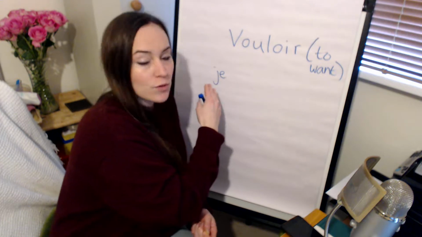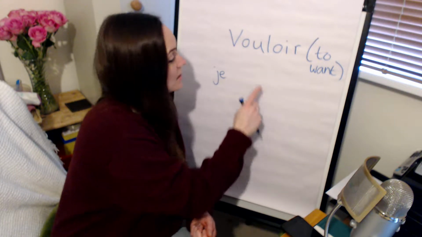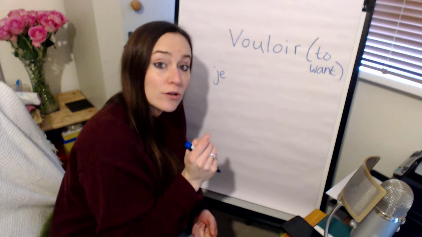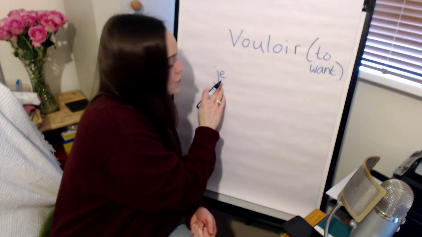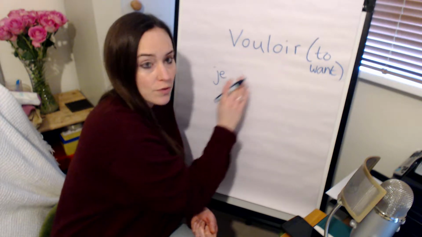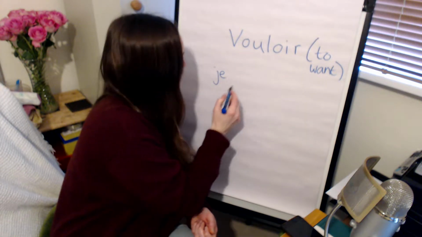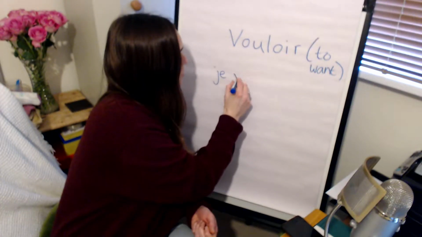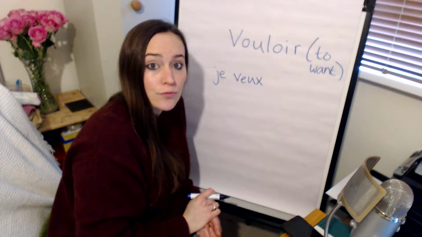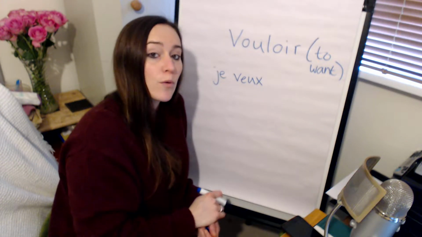So if you want to make that sentence, you can't use the whole verb vouloir. You need to conjugate it. So you've got the je, because you're talking about I, and then you need to know the form that goes with je. In the present tense, that would be je veux. I want.